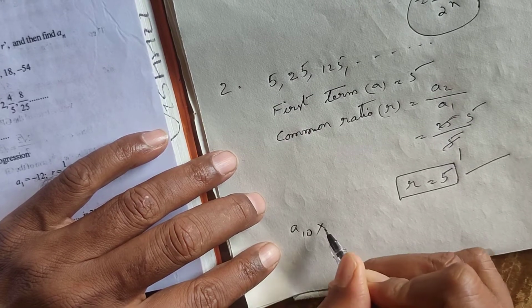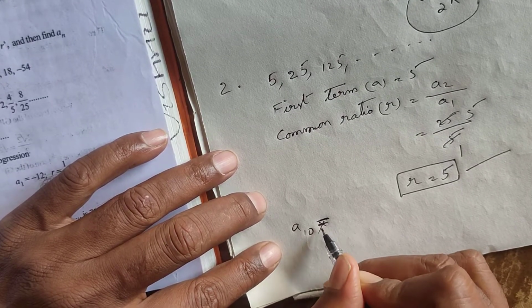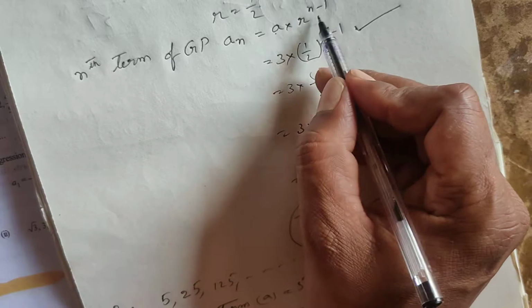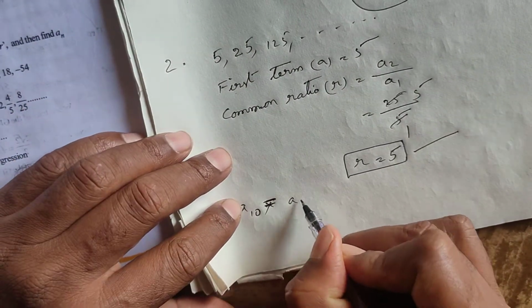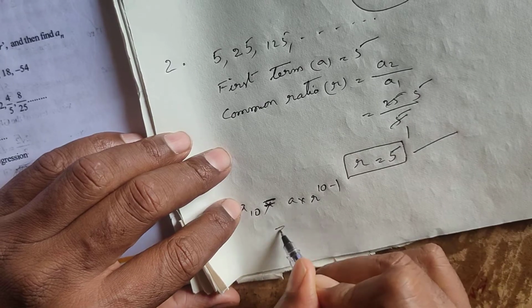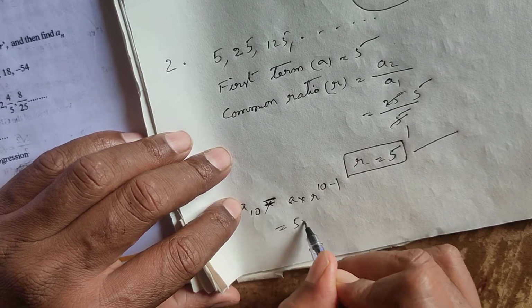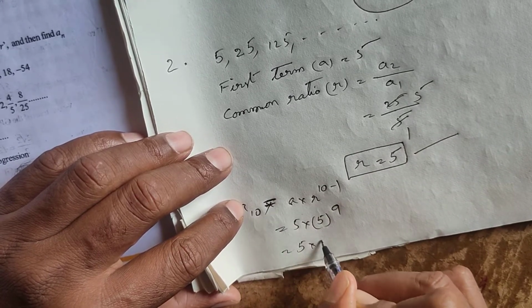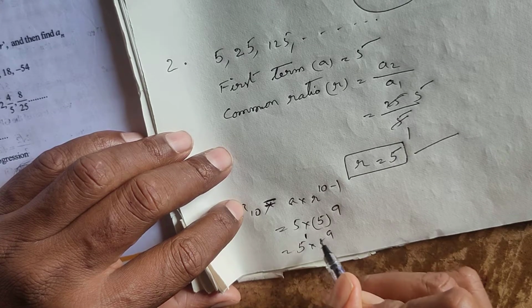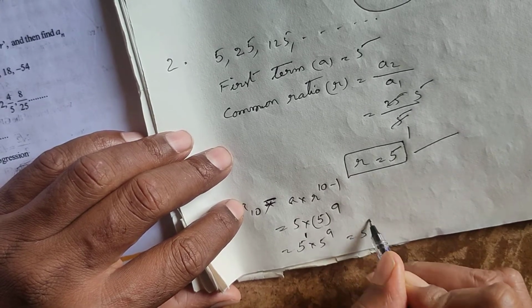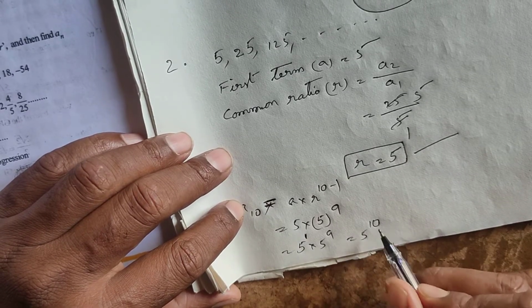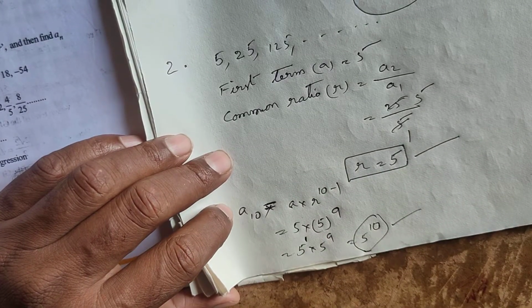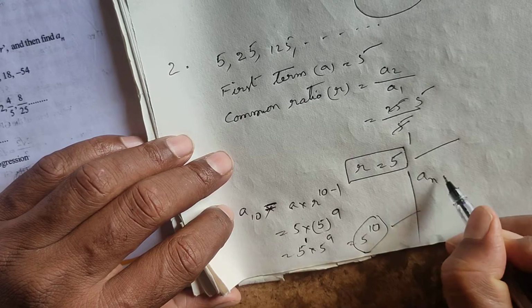After getting the value of r, you should find a10. You have the formula for a_n, which I just explained: a_n means a into r to the power of n minus 1. So a10 means a into r to the power of 10 minus 1. a is 5, r is also 5, and 10 minus 1 is 9. So 5 into 5 power 9. 5 means 5 power 1. Bases are equal, so powers must be added. 5 power 10 will come. If you have time, you can expand it. Otherwise, leave it.